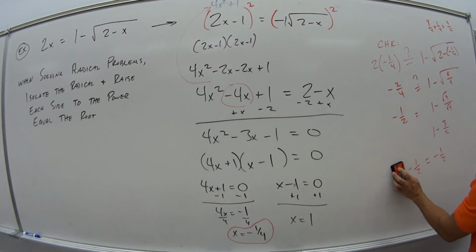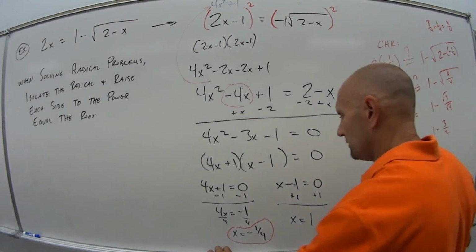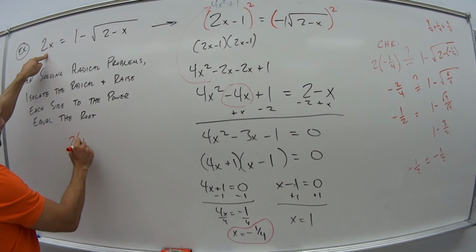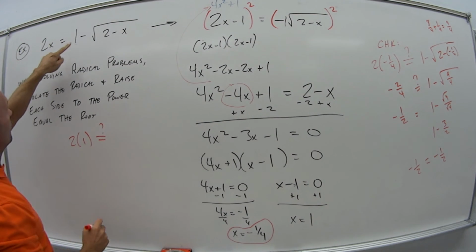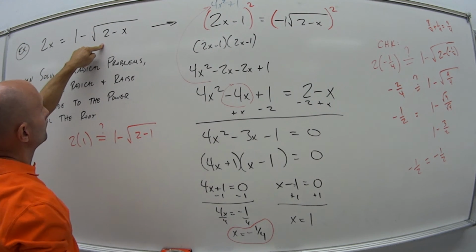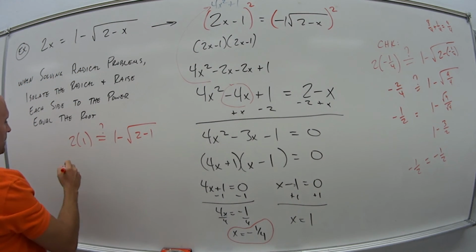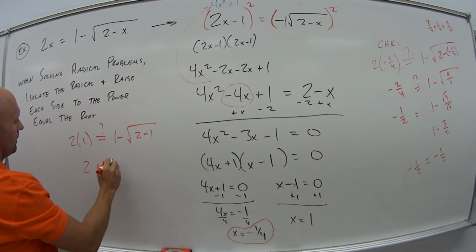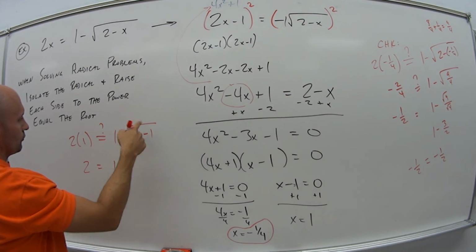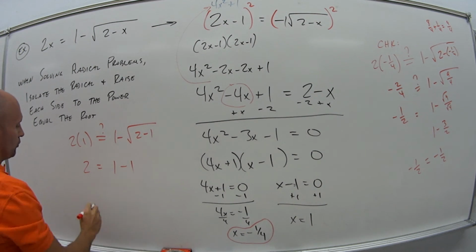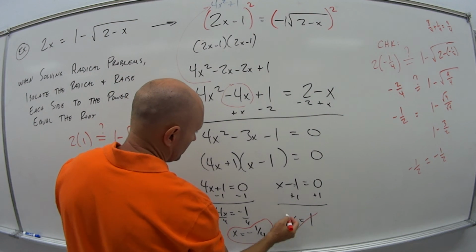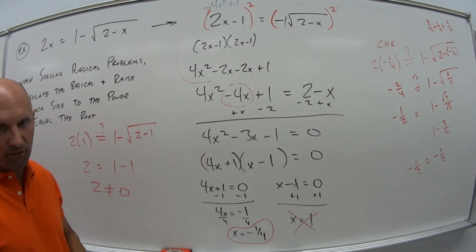Running out of space here, going to erase this. I'll do it over here, so if you still need it. Now we've got to check +1. So 2 times +1, is that equal to 1 minus the square root of 2 minus 1? So 2 times 1 is 2. 2 minus 1 is 1, so square root of 1 is 1. So 1 minus 1, 2 is not equal to 0, which means x equals 1 is not a valid answer.